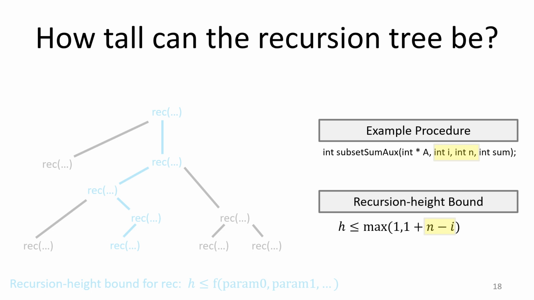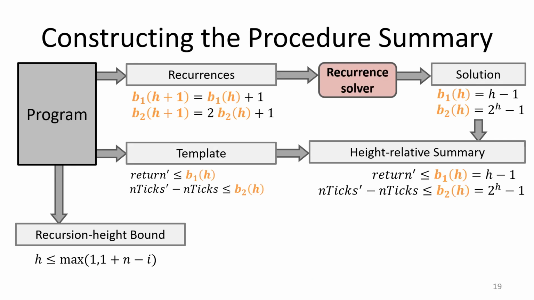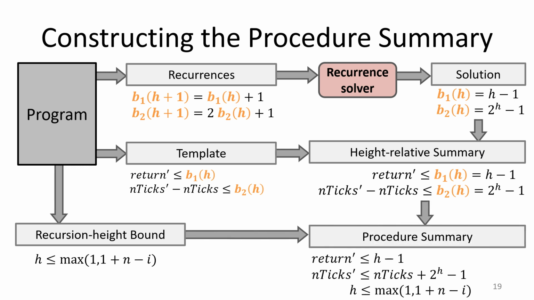With that bound in hand, we're finally ready to construct the procedure summary. The final step is to conjoin the height relative summary and the recursion height bound to obtain the procedure summary. In this example program, the procedure summary yields a bound on the return value that is linear in the procedure's parameters and a bound on the increase to n ticks that is exponential in the parameters. And with that, we've finished the application of height-based recurrence analysis to this example program.